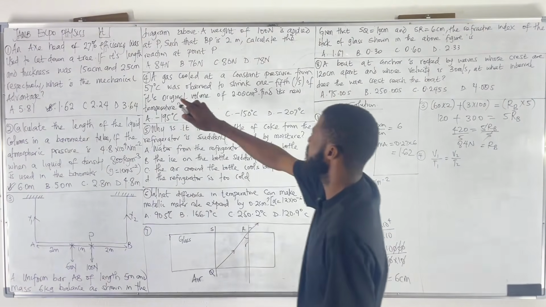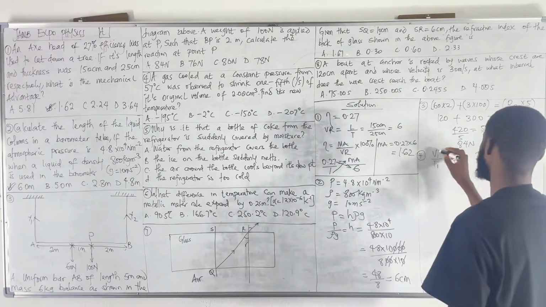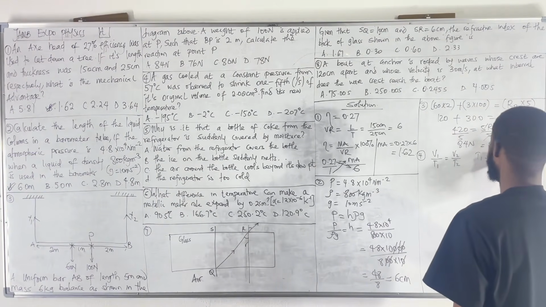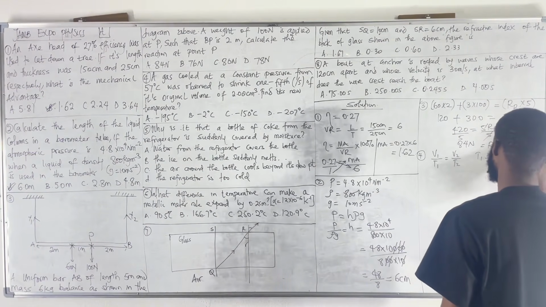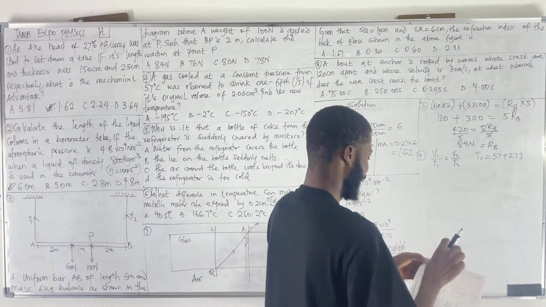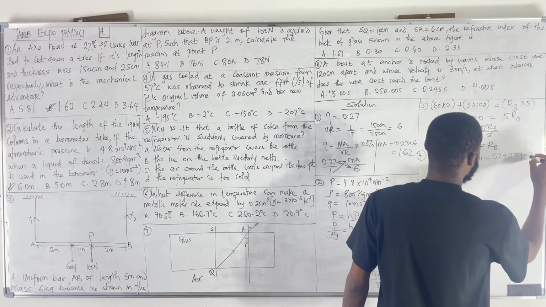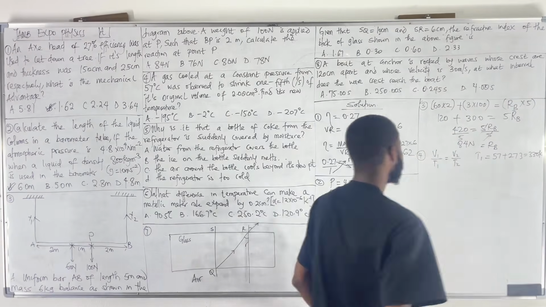But then this very guy must be in Kelvin. So our first temperature has to be 57 plus 273. So that will give 330. I don't want to make any calculation errors. So that would be 330 K.